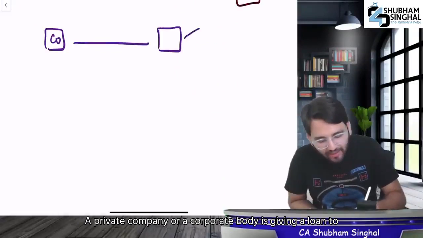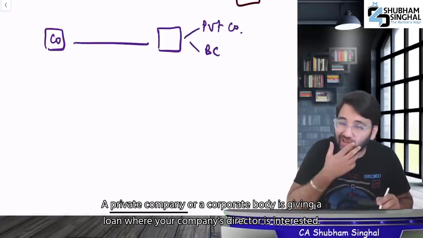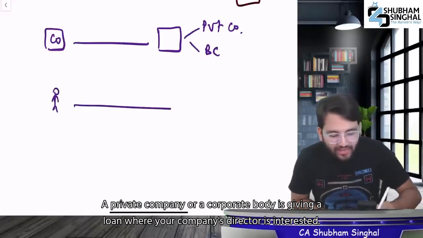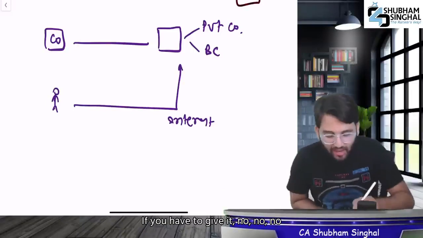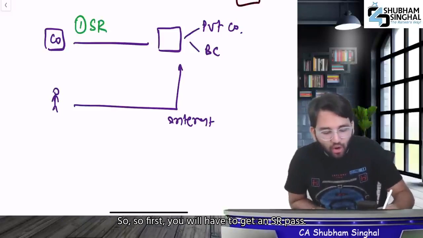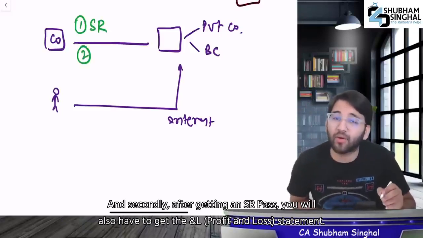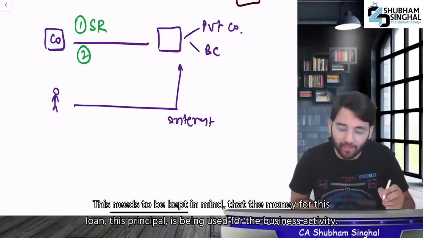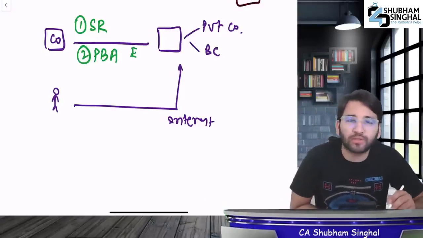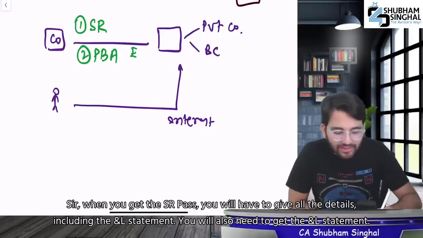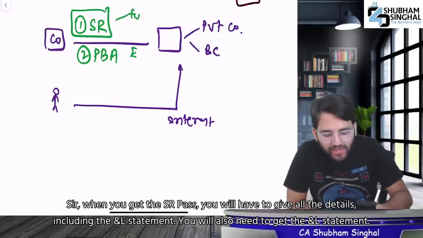Then we said, if there is a company which is giving a loan to a private company or a corporate body, and your company's director is interested in it, the law says you cannot give it. If you have to give, you will have to get an SR pass. Furthermore, after getting the SR pass, it needs to be kept in mind that the money for this loan is being used for principal business activity. Besides that, it's not for anything else. After the SR pass, you will have to give all the details in it.